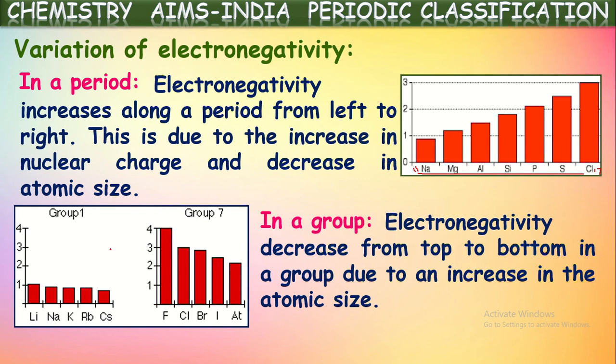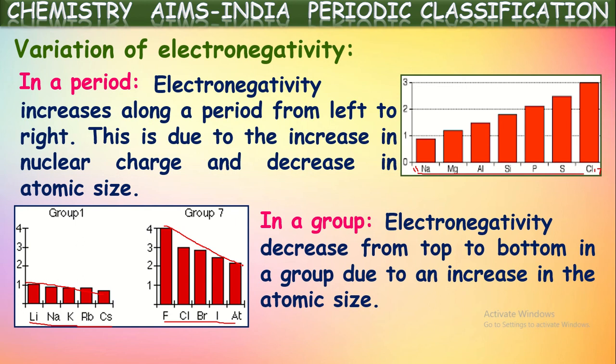If you see the first group, the alkali metals, lithium to cesium, we know that from lithium to cesium size gradually increases. As size increases, electronegativity values gradually decrease. You can observe it here. Again in the seventh group, the halogens from fluorine to astatine, which they have mentioned here, we know that from fluorine to astatine size gradually increases. As the size increases, the electronegativity value gradually decreases.